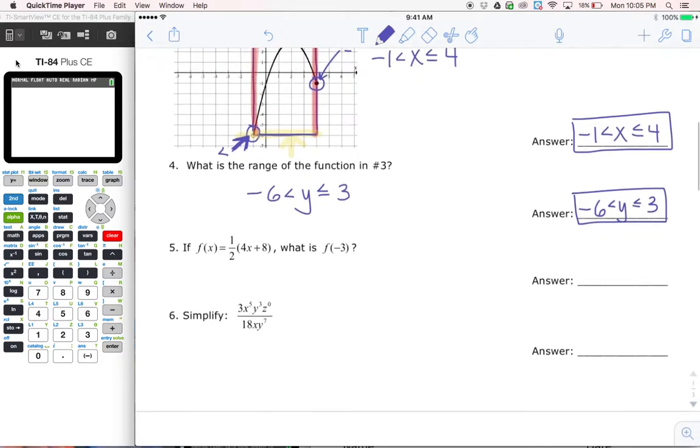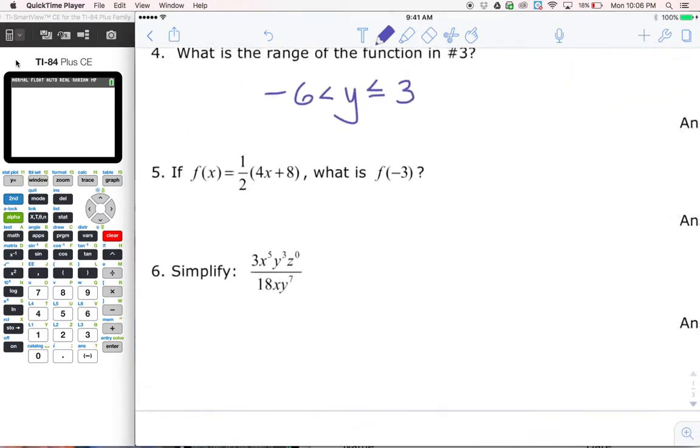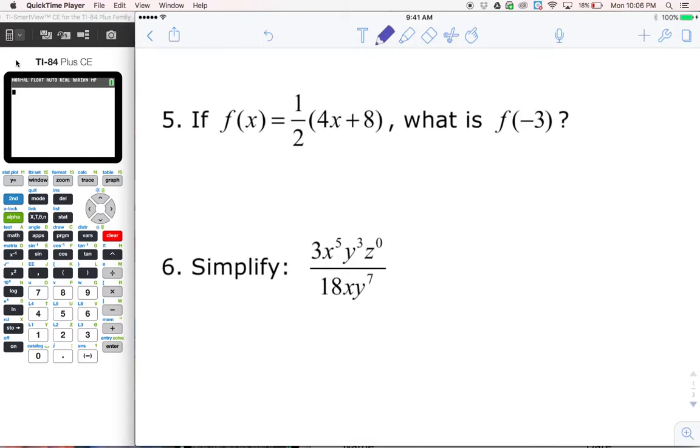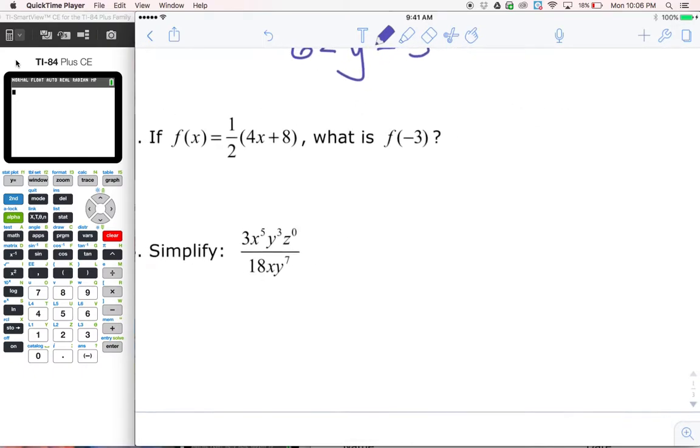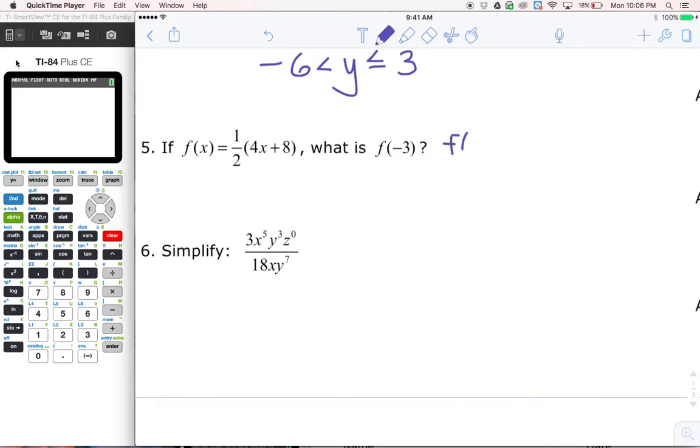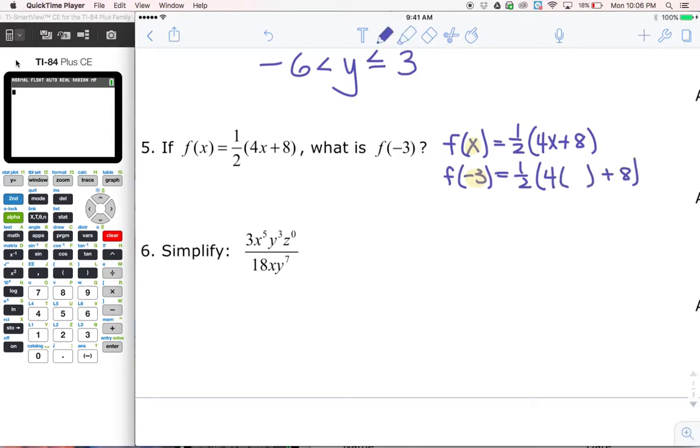Problem number 5, here we go. We're given an equation, f of x equals 1/2 times the quantity 4x plus 8, and it says what is f of -3? So let me lay this out for you guys. If I'm starting with f of x, and it's equal to 1/2 times 4x plus 8, and now I'm being asked about f of -3, can you see that x has become -3? That's what's happening on the right side as well, right? I don't have x anymore. I have -3 in there. The x has become -3.